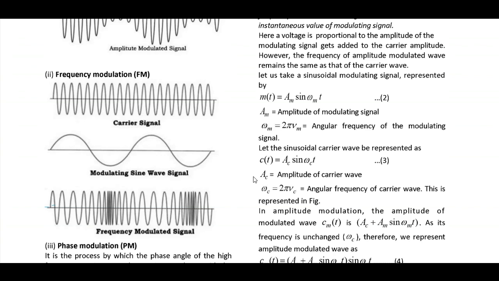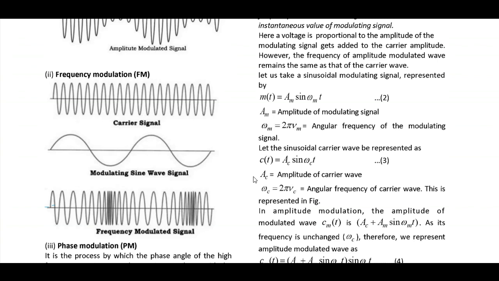Here frequency achieves its maximum. Now it goes on decreasing and it becomes minimum in this part, and then it again increases, becomes maximum. Now we are varying the frequency of the carrier wave. We are varying the frequency of the carrier wave with respect to the basic information signal.